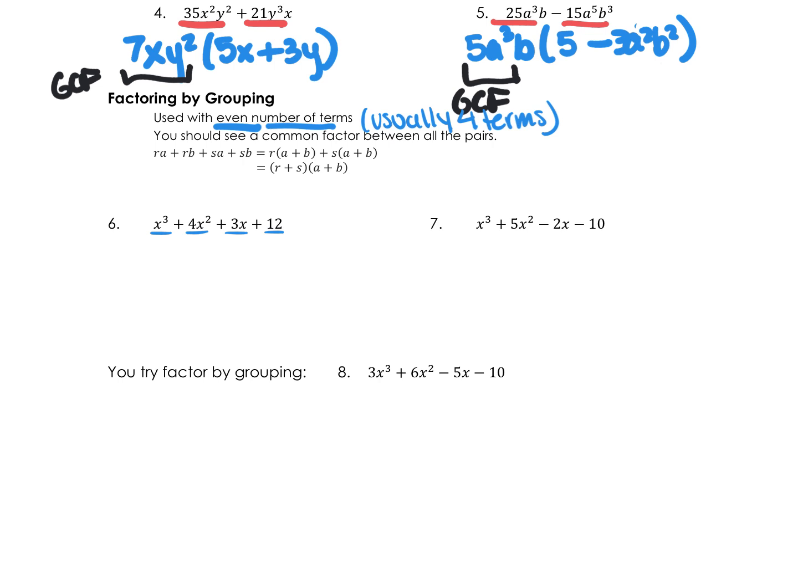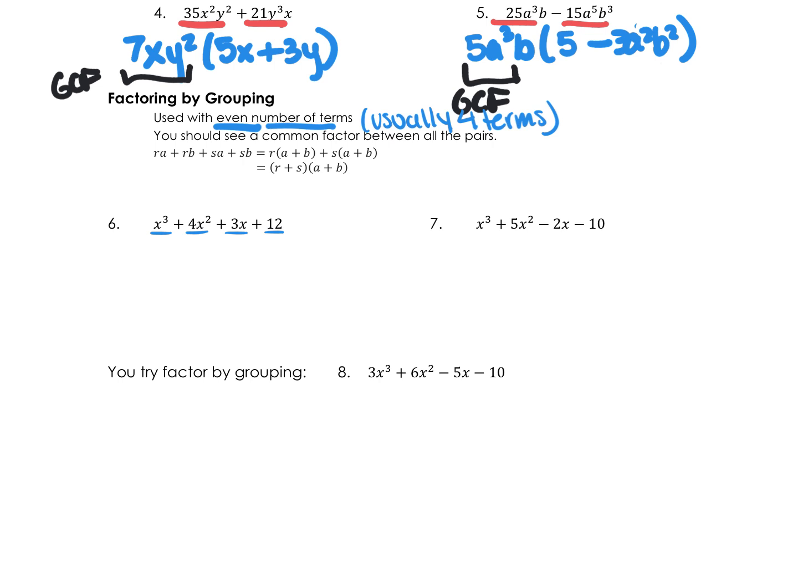This is probably going to be a grouping problem, but we should probably check for a GCF first because we should always do that. So is there a number that all 4 terms have in common? Besides 1, right? This one has a 1, 4, 3, and 12. Sure, 4 and 3 are both factors of 12. That's why this is going to be a grouping problem. But it's not common to all 4 terms, right? Do all 4 terms have an x in them?